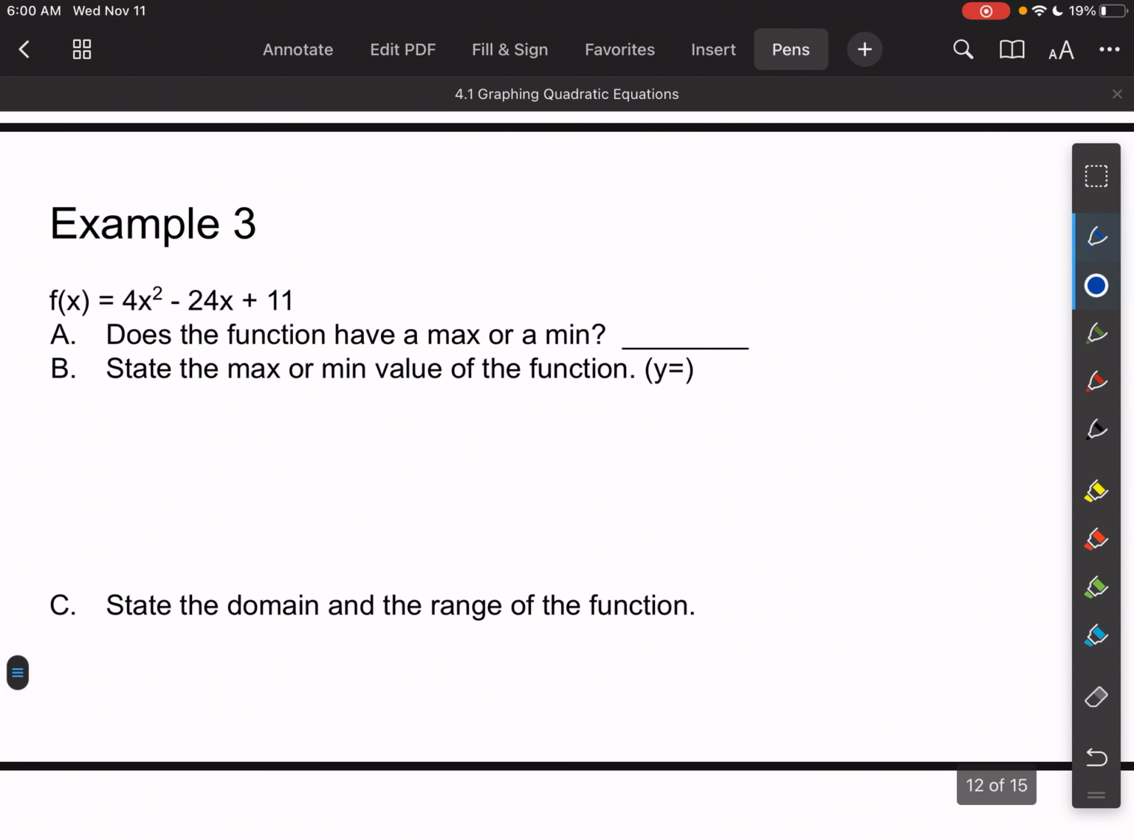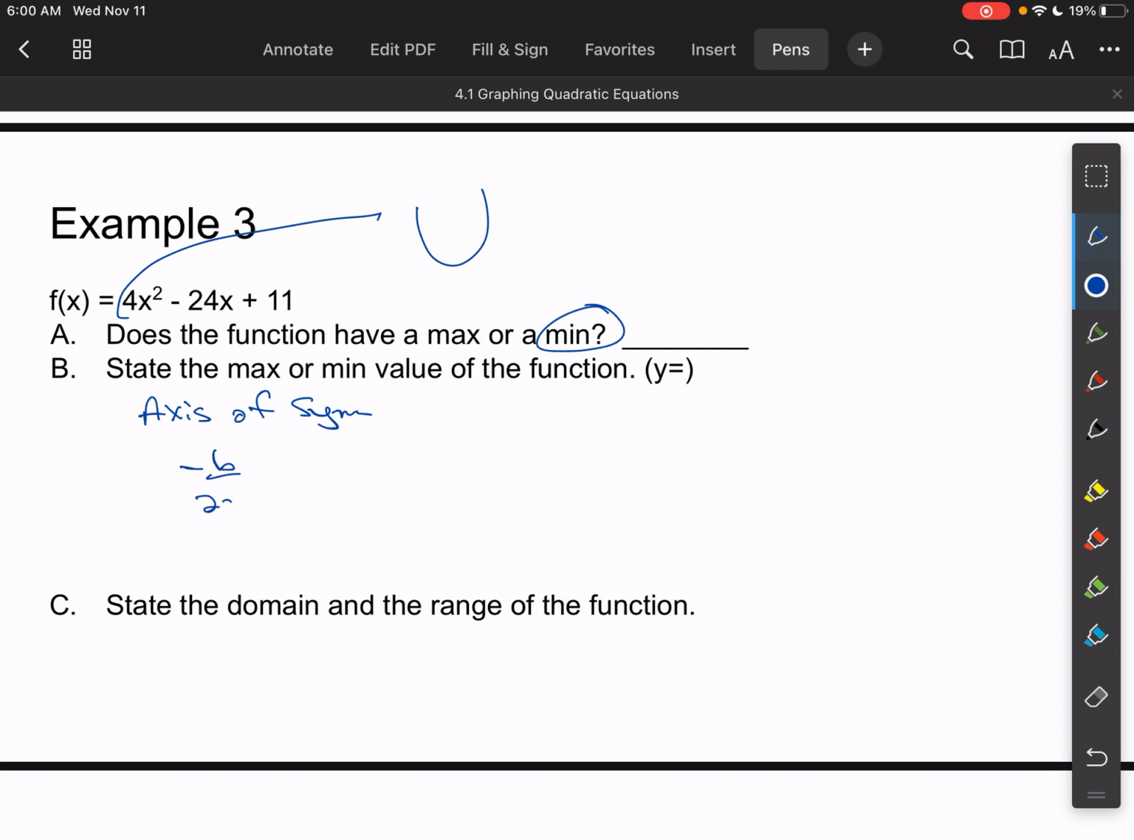So example 3 says, does the function have a max or a min? Well, the first term is positive, right? I know it's opening up, so I know that it has a minimum. Okay, so it then says state the max or the min. Well, I know that the vertex happens on the axis of symmetry, so I'm going to start with my axis of symmetry.